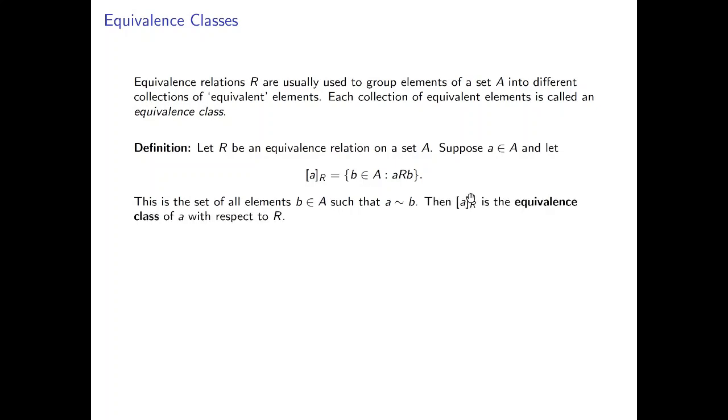This set, which is a subset of A, we write using the notation bracket a with a subscript R to indicate the relation. This is called the equivalence class of the element a with respect to the relation R. The equivalence class is just the set of all other elements which are equivalent to a. Not everything in the larger set may be equivalent to a. There is some number of elements of A which are equivalent, and those form the equivalence class.